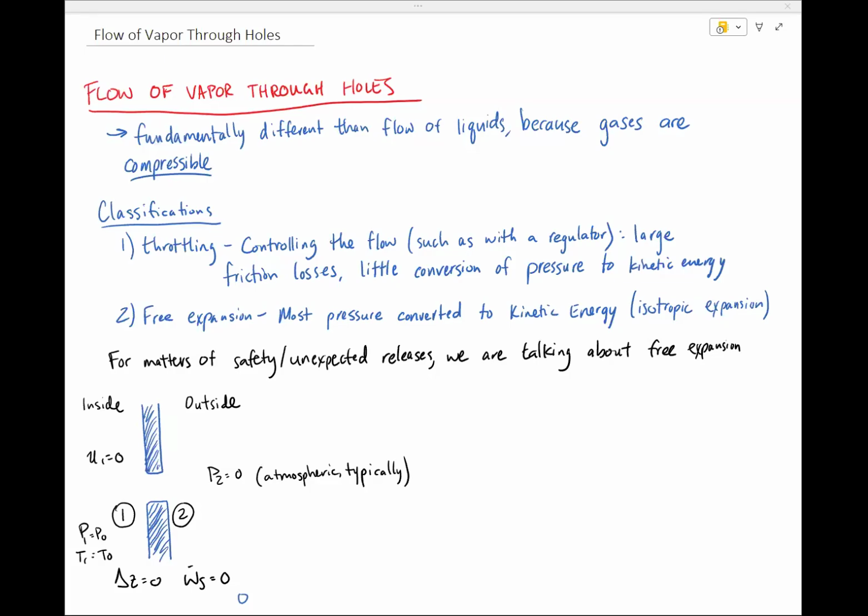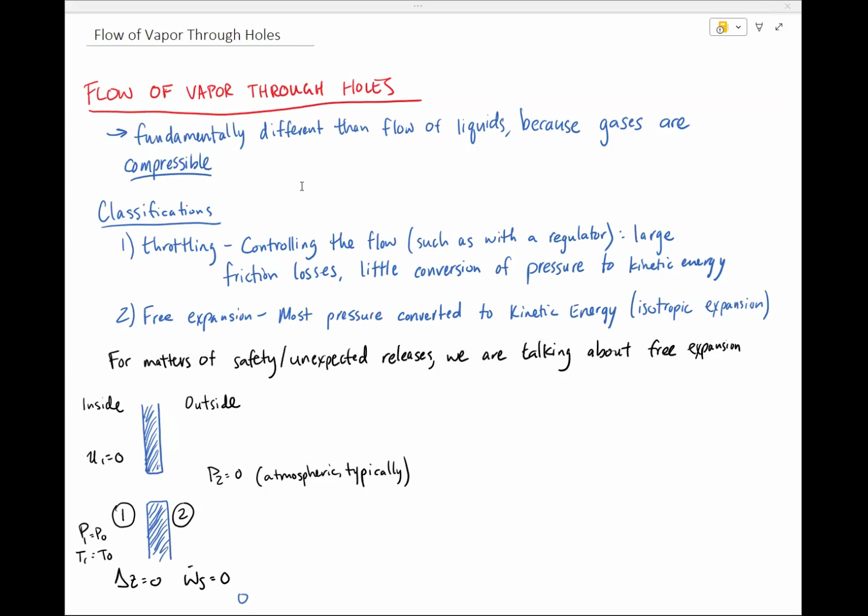This video is about flow of vapor through holes. Previously, we've covered flow of liquid through holes, and this is a fundamentally different situation because vapors are compressible. So before in the energy balance, we replaced the dP over rho term with just delta P over rho, and unfortunately, we cannot do that anymore.